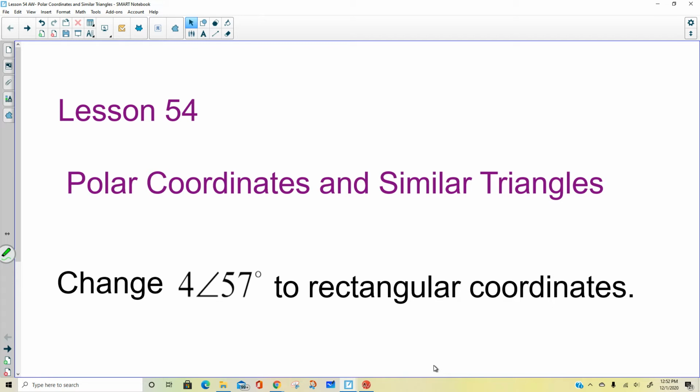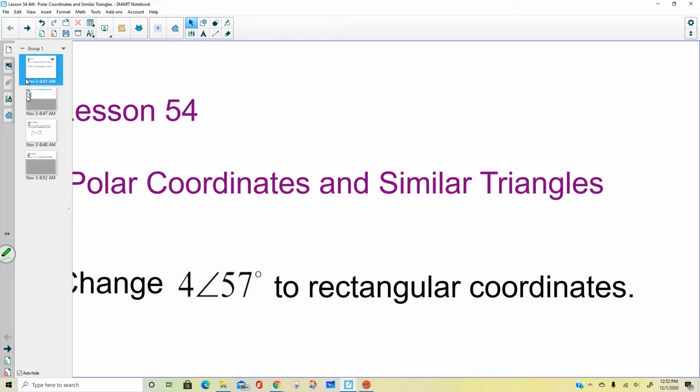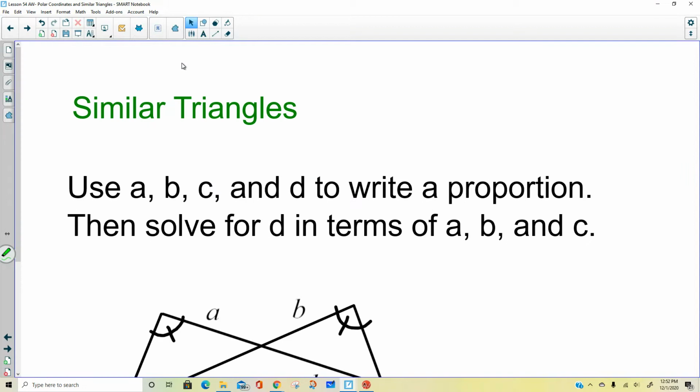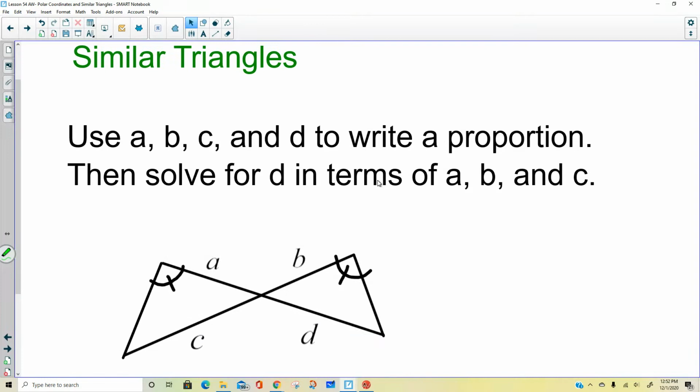Lesson 54 is polar coordinates and similar triangles. We're actually going to hop to that second topic first, the similar triangles topic, and get that out of the way. We've done a lot with similar triangles over the last few years, so this is a little twist on that. In your book, they're not going to tell you they're similar triangles, but you know that they are.